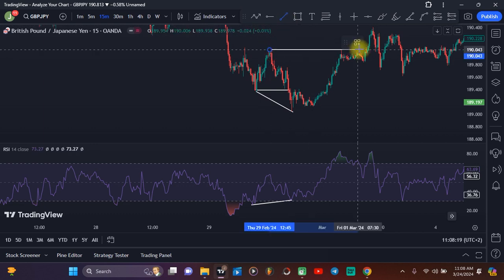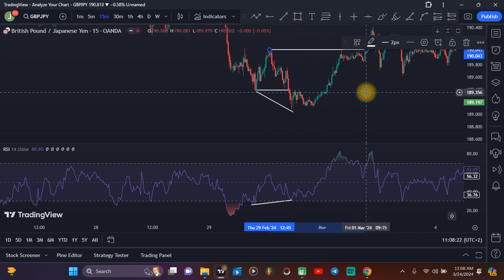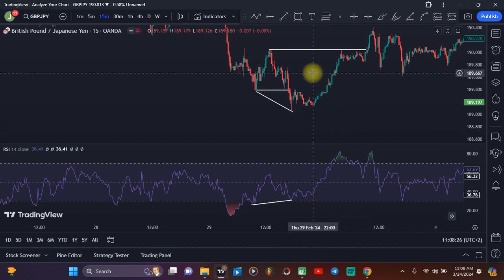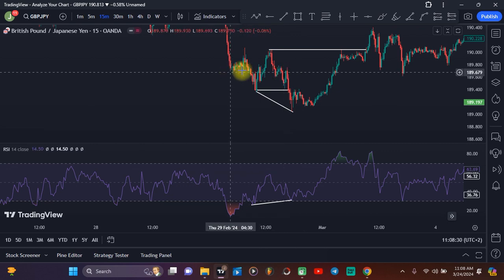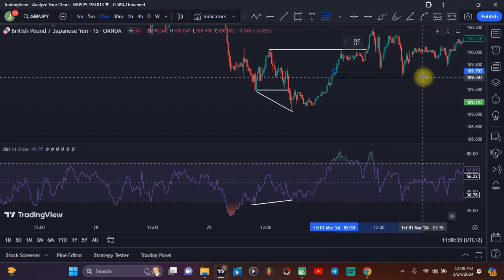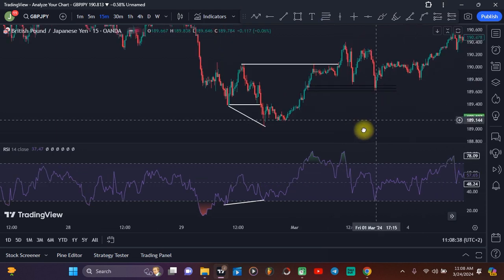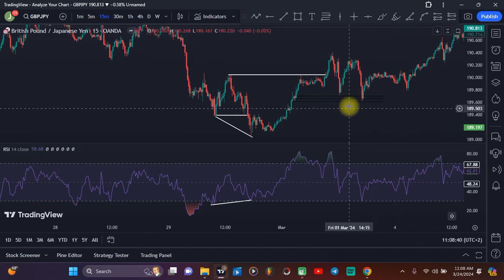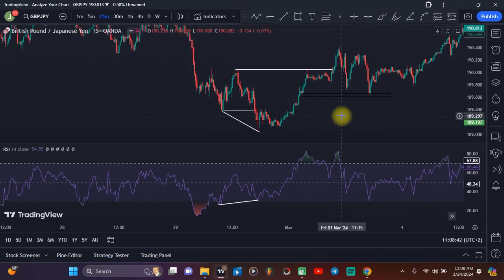And here is our change of character, and where is our trading area? As you can see, in this case, our trading area was the QML. So we had a QML right around this area, which is in alignment with this order block. So this is where we're going to take our trade and then push to the upside. The market started pushing to the upside from there.